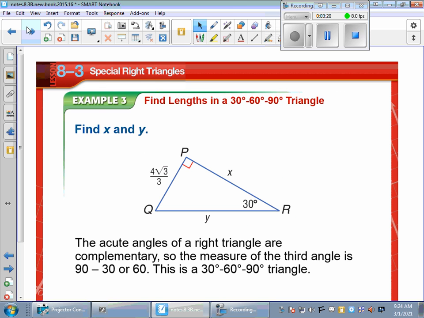Hopefully we can do a few more of these and get you in the right direction here. Again, you have to take a look and see what they give you. Here's 30, there's 90 here, and this is 60.